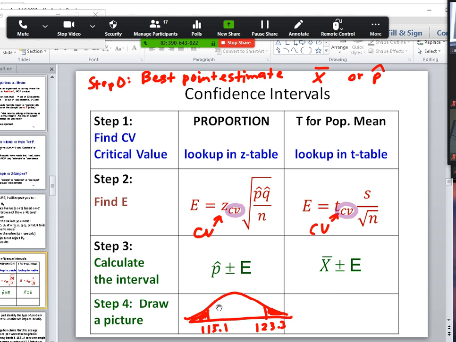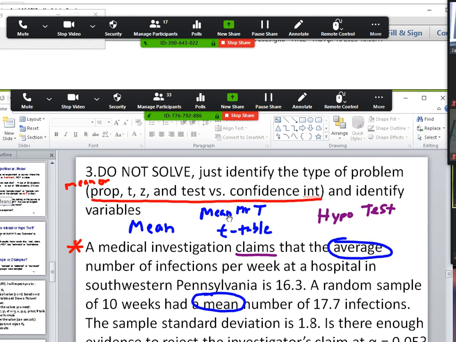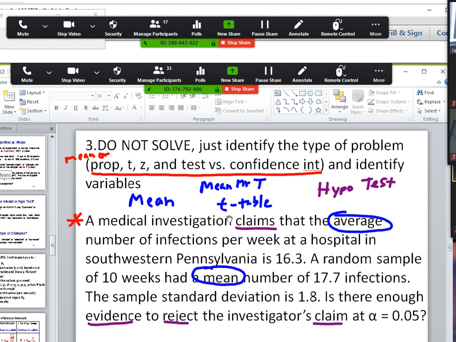So you might draw your little picture here, and then remember you're going to shade your outside areas, and then you'll have whatever you get for the lower and upper limits. Technically this is for a mean, so I should probably move that over to the right side, but your picture looks something like this. So that's the confidence interval, just as a quick reminder.